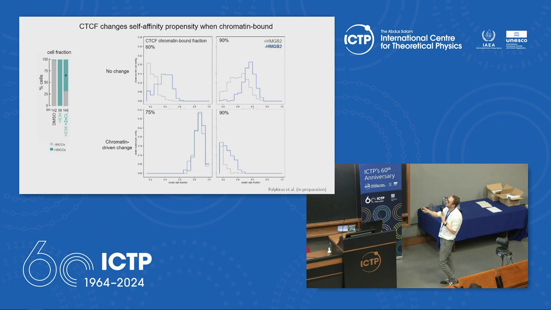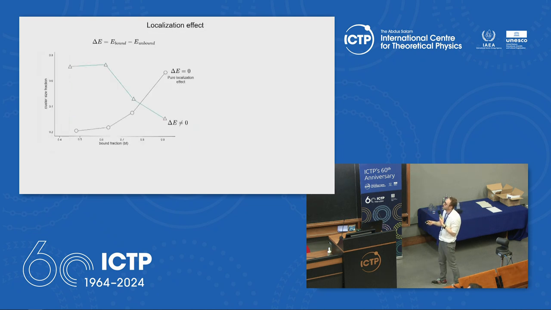So if I put the average of this distribution in a plot, you here have the bound fraction of CTCF, and on the y-axis you have the cluster size fraction, then you see these two opposite behaviors.